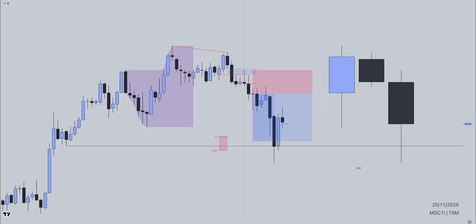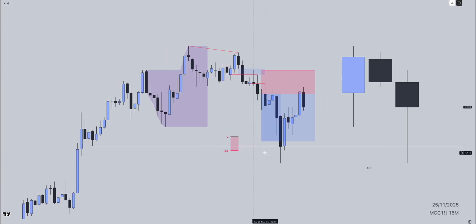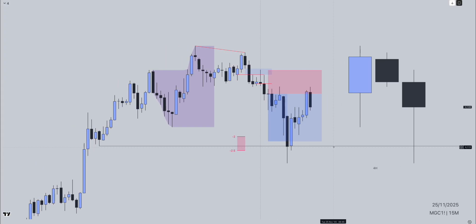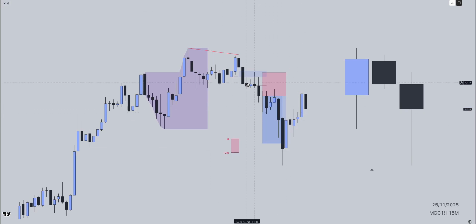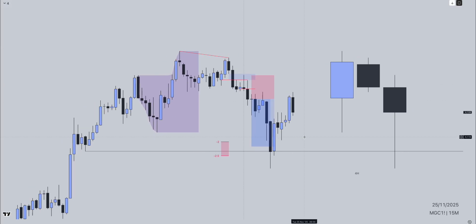And that played out really lovely. And you can see we've got a nice reaction at that 4-hour fair value gap where we're looking for price to reverse and potentially come and take out these highs. So we'll see how that plays out. But I caught the retracements on the potential accumulation side of a market maker bar model. And we'll see how that plays out with news later on today.